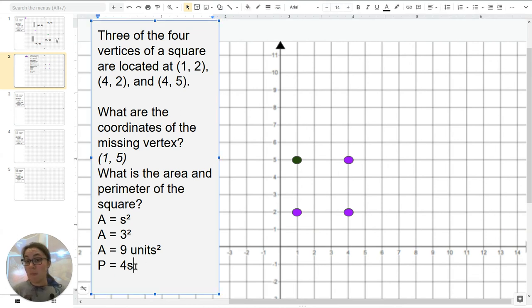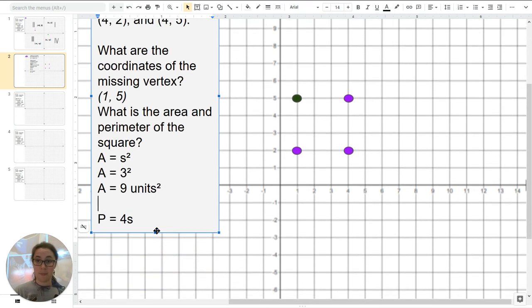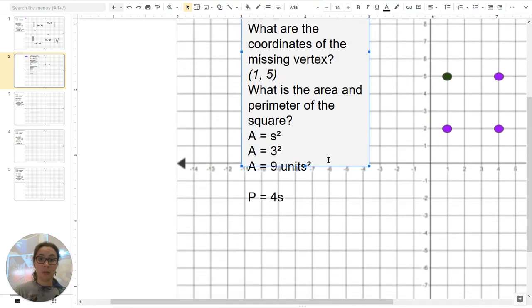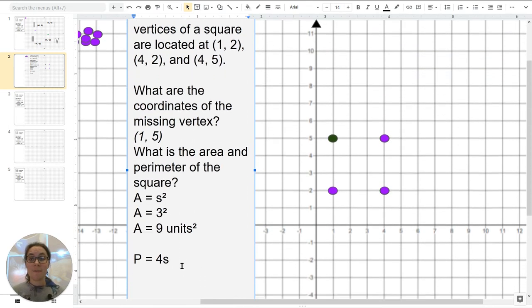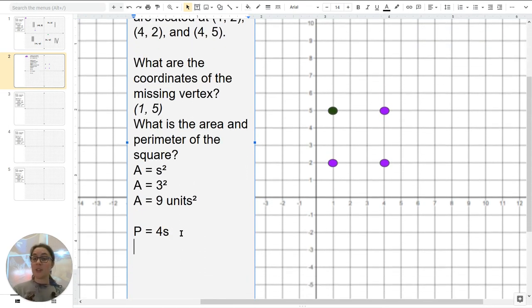Basically the same thing with perimeter here. We have our formula for the perimeter of a square, which is 4s, which is just multiply the sides by 4 because they're all the same length. So P equals 4 times 3, since that's the length of our side. So P equals 12 units. Not units squared. We don't measure length in square units. And that is the missing vertex, 1, 5, and the area and perimeter of our square. And that's it.